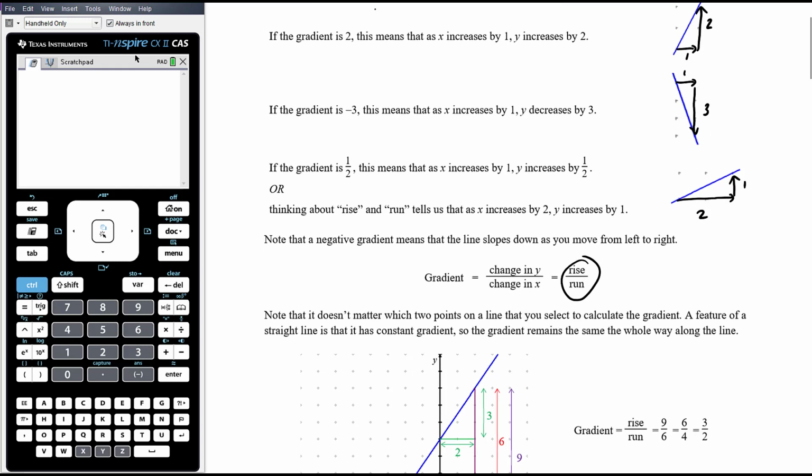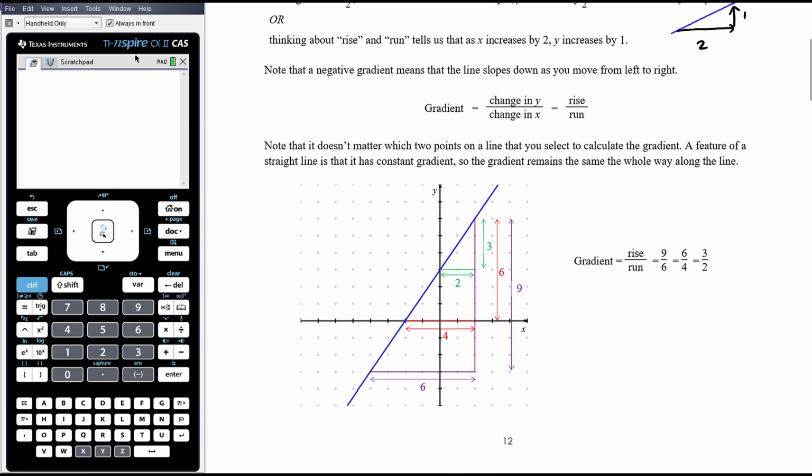Note that a negative gradient means that the line slopes down as you move from left to right. I know that seems really obvious, but people get bogged down in rise over run and formulas and they lose track of the line's clearly sloping down and the gradient should therefore be negative. So gradient is change in y over change in x, and we frequently refer to that as rise over run, the vertical change over the horizontal change.